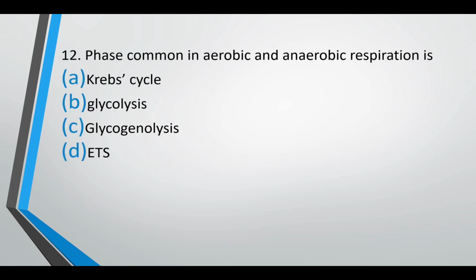Question number 12. Phase common in aerobic and anaerobic respiration is Krebs cycle, glycolysis, glycogenolysis, or ETS, electron transport system. The correct answer is option B, glycolysis occurs in both aerobic and anaerobic respiration.